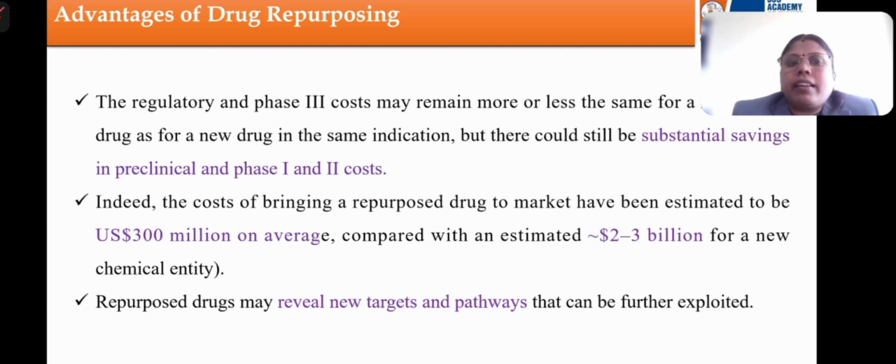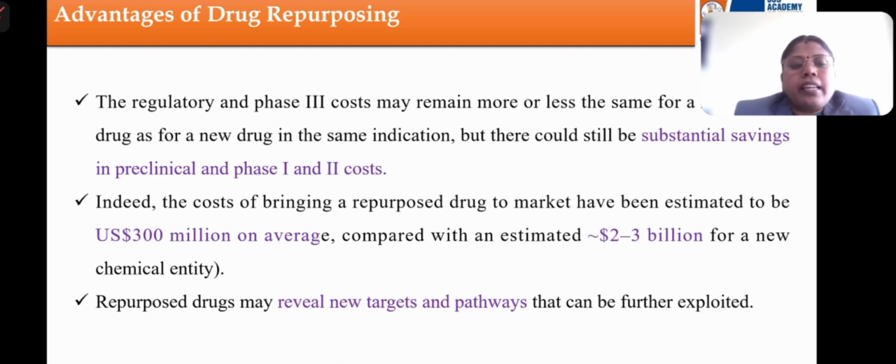substantial savings in preclinical and phase 1 and phase 2 costs. Indeed, the cost of bringing a repurposed drug to market has been estimated to be around $300 million on average, compared with an estimated 2 to 3 billion for a new chemical entity.